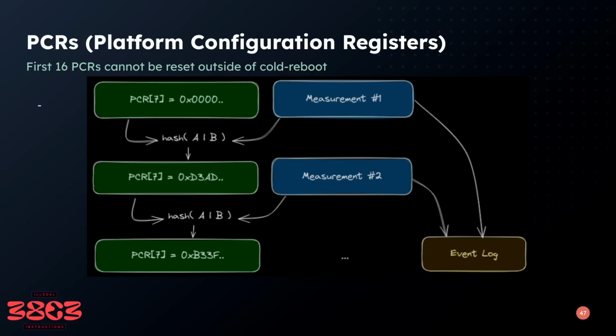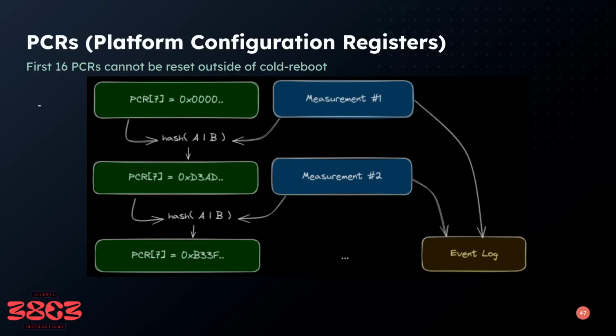And then whenever you take a measurement and put it into one of these PCRs, you take the previous value of the PCR, you add the measurement, you hash them, and you have a new value for the PCR. And you can just chain that down. And the hash function is usually SHA-256, a pre-image resistant, good hash function. There is no going back. And that's the crucial part.